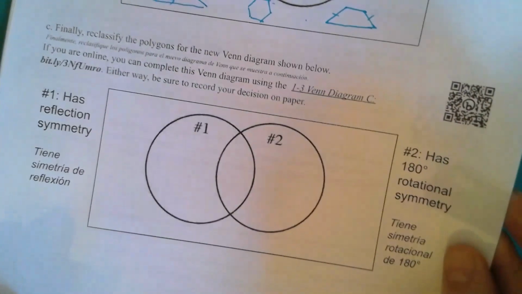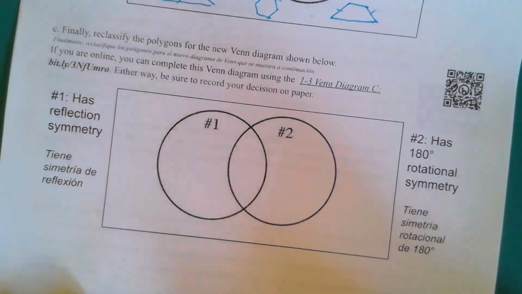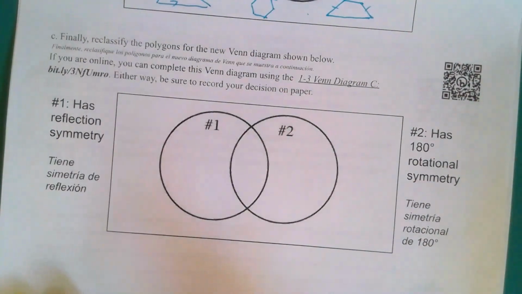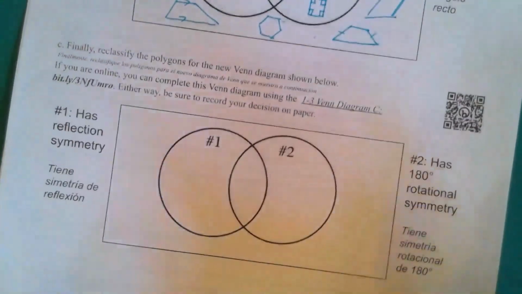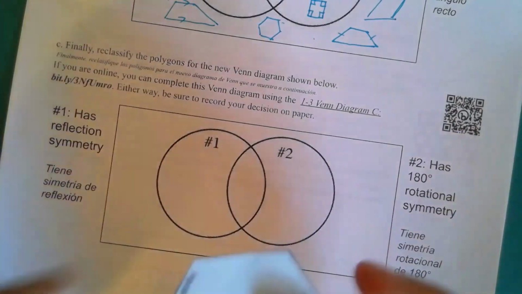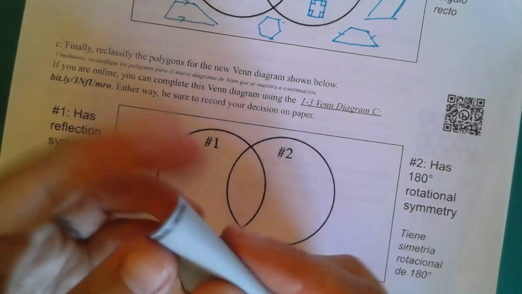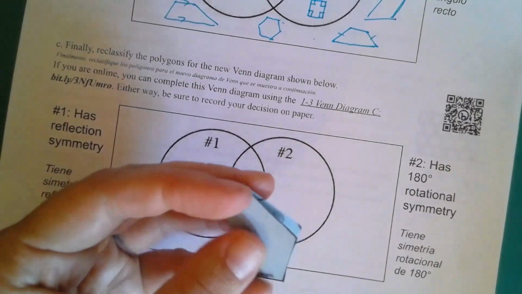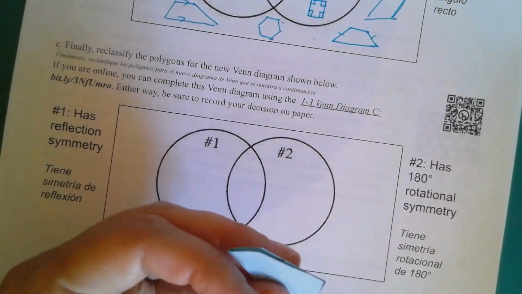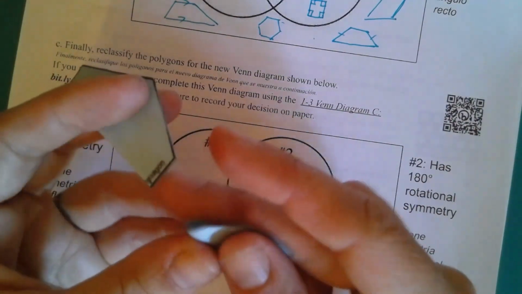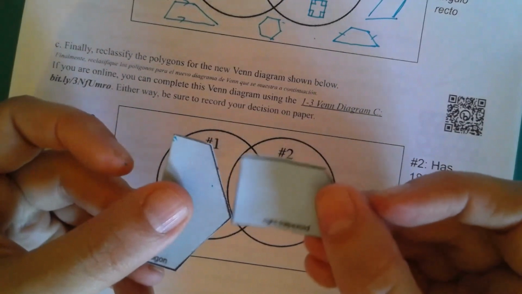Okay, finally, let's reclassify the polygons for the new Venn diagram shown below. All right, this one is about symmetry. Condition 1 is that we have reflection symmetry. That means that if I fold the shape in half, it lines up with itself. So this is an example of something with reflective symmetry. And let's find one that doesn't have that. This is an example of something that doesn't have reflective symmetry because there's no way that I can fold it and have it line up perfectly upon itself.